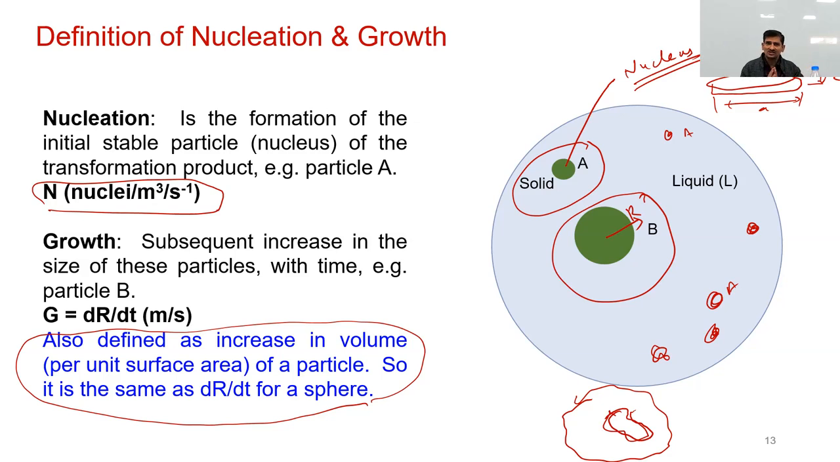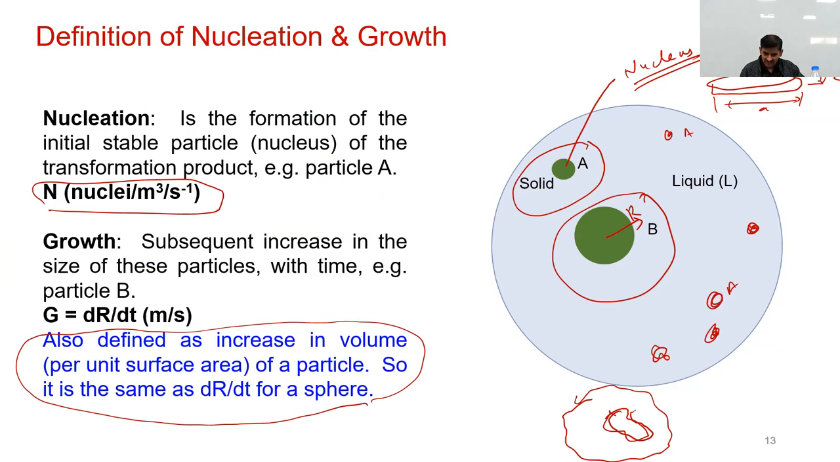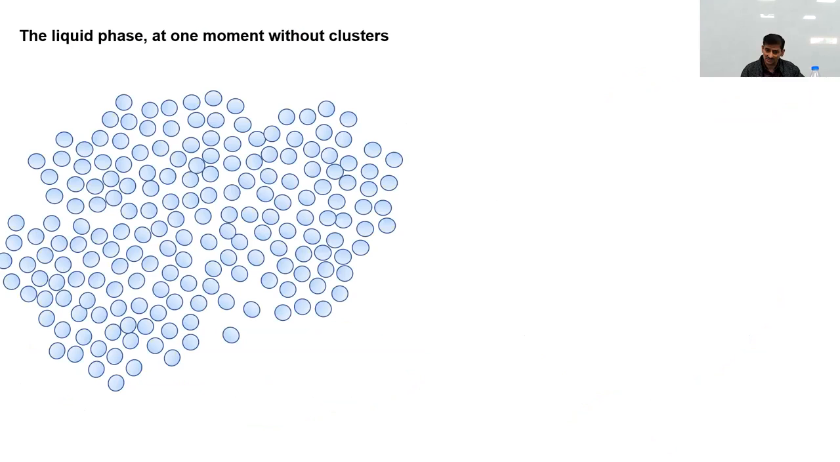And this growth rate is actually linear in this case. So it's meters per second. It's a change in radius with time. So, okay, let me discuss nucleation growth, and then let us see how this process actually occurs.